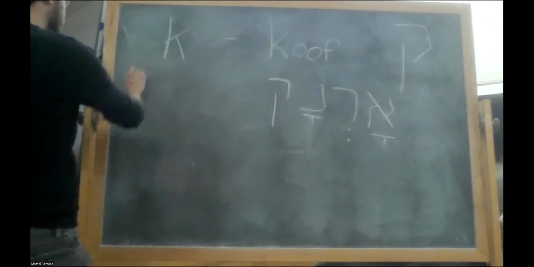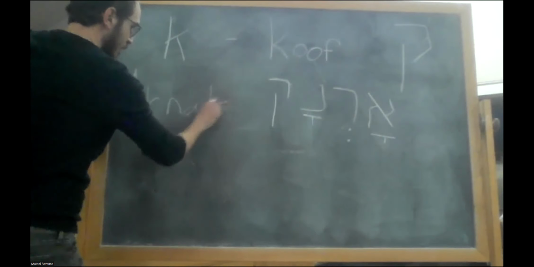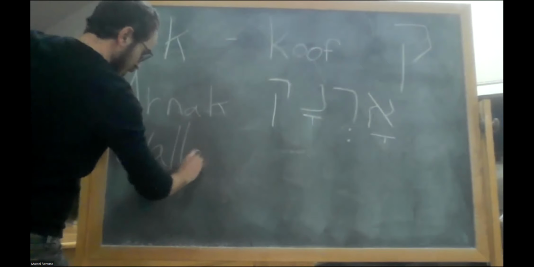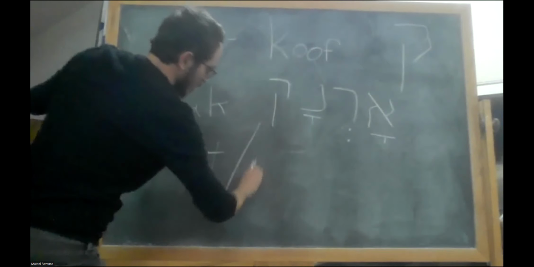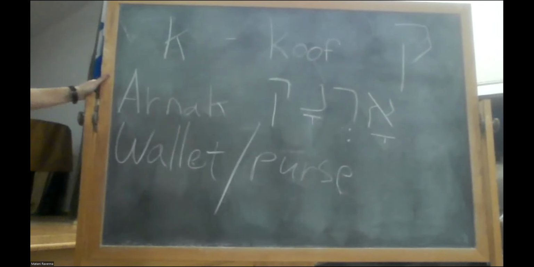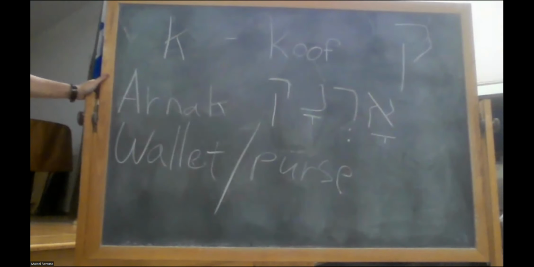Arnak. Transliteration. Means wallet or a purse. And we see it here. And as you can see, it has no final version, stays the same shape. Very conveniently, it functions as a K. The reason I keep saying conveniently is because some don't function conveniently, and we need to become creative.